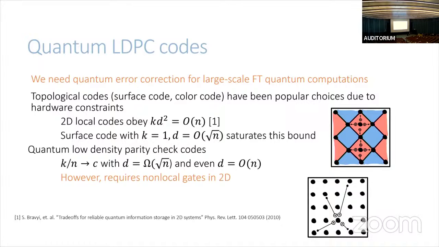The drawback for these codes is that if we want to embed them into 2D local architectures, then to measure the stabilizer generators, we have to interact qubits that are potentially very far apart on the grid. For certain architectures, this is not a problem, like neutral atoms or ion traps, because we can just move them around. But for superconducting qubits, this is a problem because we have to somehow entangle qubits that are far away using just the 2D local gates.